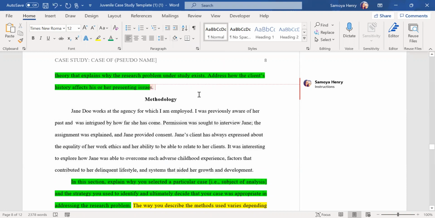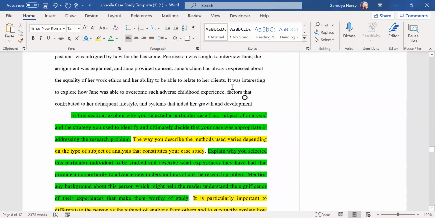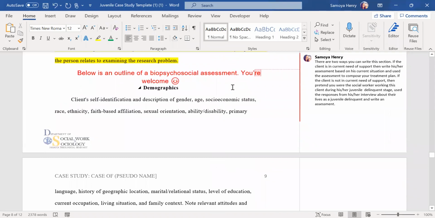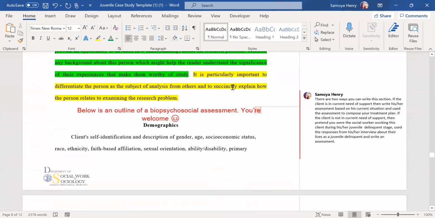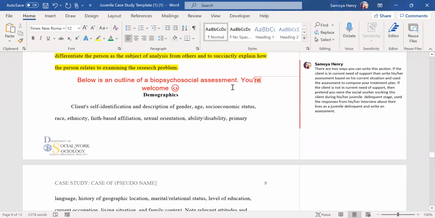That's all I needed, one paragraph, right? Then you go in to write your biopsychosocial assessment, okay? Now, there are two ways in which you can write this assessment. You can write it if the client is currently engaged in delinquent behavior, presently, right? Or you can write the assessment as if you were working with Jane when she was younger, right?